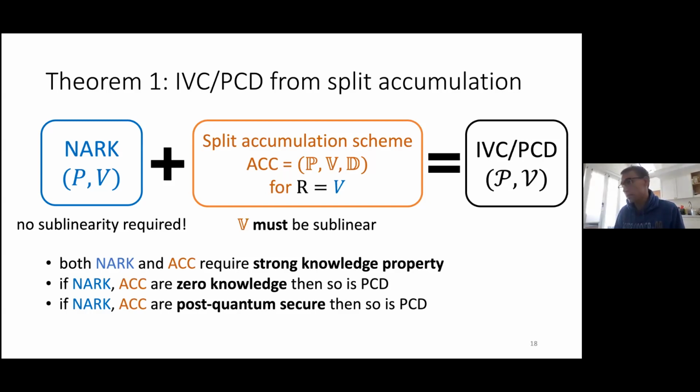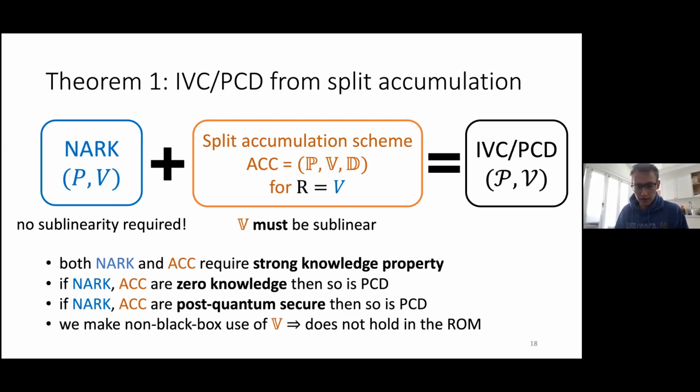The particular scheme that I'll show is actually not post-quantum secure, but if you had a NARK and an accumulation scheme that were quantum secure, you would get a quantum secure PCD. And yeah, so we make non-black box use of the verifier. So again, the standard kind of heuristics that you need to do, we also need to apply here, because this does not hold in the random oracle model.